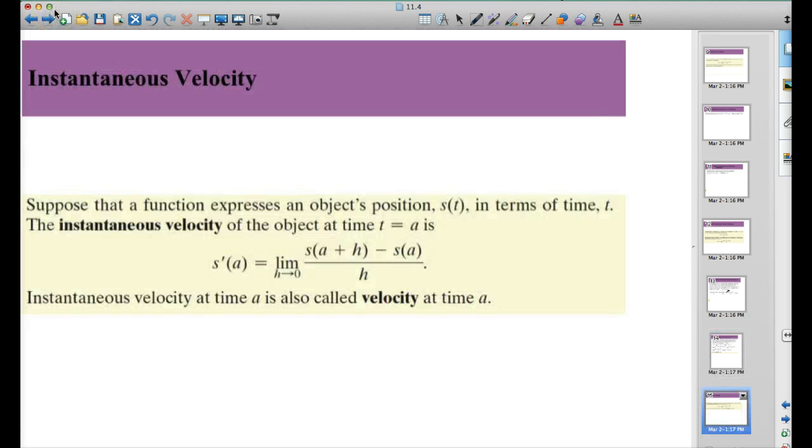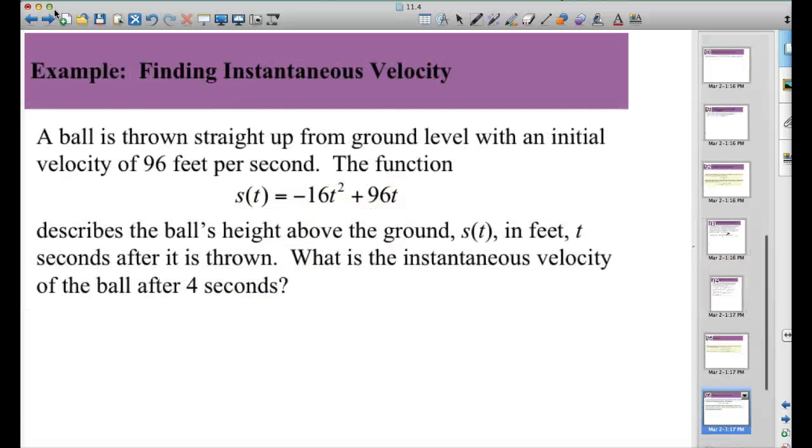Suppose that a function expresses the object's position as a function of time. The instantaneous velocity of an object at time t equals a is this. Again, it's the derivative formula. Instantaneous velocity at time a is called the velocity at time a. So pretty much the derivative again.